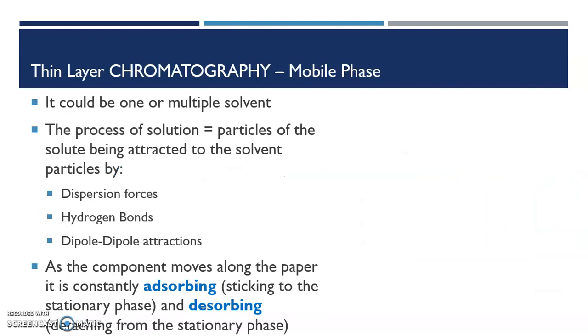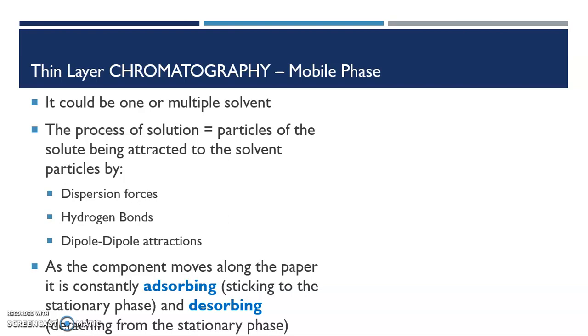And the mobile phase, normally it could be one or multiple solvents, so something as a liquid. And the process with solution is basically the particles being attracted to the solvent, again, by the 3 intermolecular forces. So overall, how are we able to separate different components of a sample? It's really through intermolecular forces, because the mobile phase and the stationary phase will have different polarity. They must have a contrasting polarity.